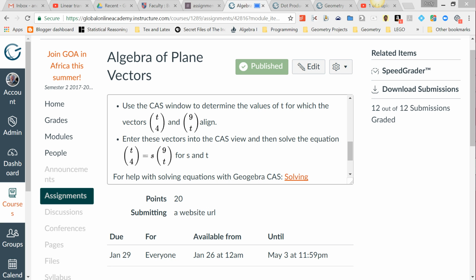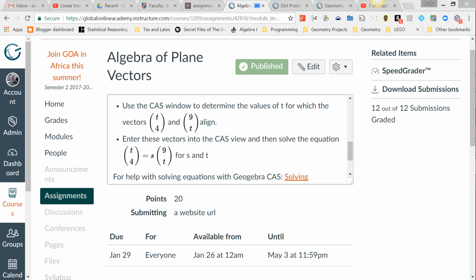So we're looking at the assignment, the algebra of plane vectors. Some people had some minor difficulty with this, and so I want to show you how you might solve this using GeoGebra. The basic problem is we've got two vectors, t over 4 and 9 over t. We want to figure out when they align. Two vectors will align when one is a multiple of the other one.